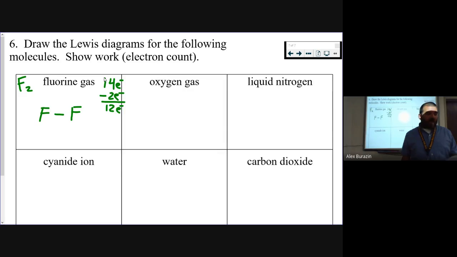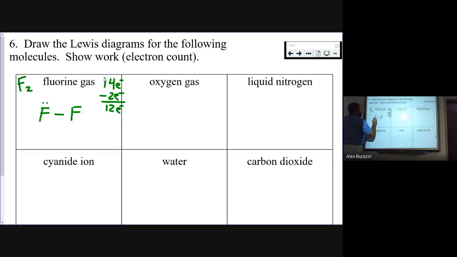Step 3, add the remaining electrons as lone pairs around the outer atoms. Now, when I say outer atoms, that's getting back to that central atom part of 1A. There's no central atom. These are both kind of outer atoms, you could think of it as. But we're going to add these as lone pairs until we satisfy the octet rule. So remember, each of these fluorines wants 8 electrons nearby. I have 12 electrons to work with still, and I'm going to try to add all of these around the fluorines.